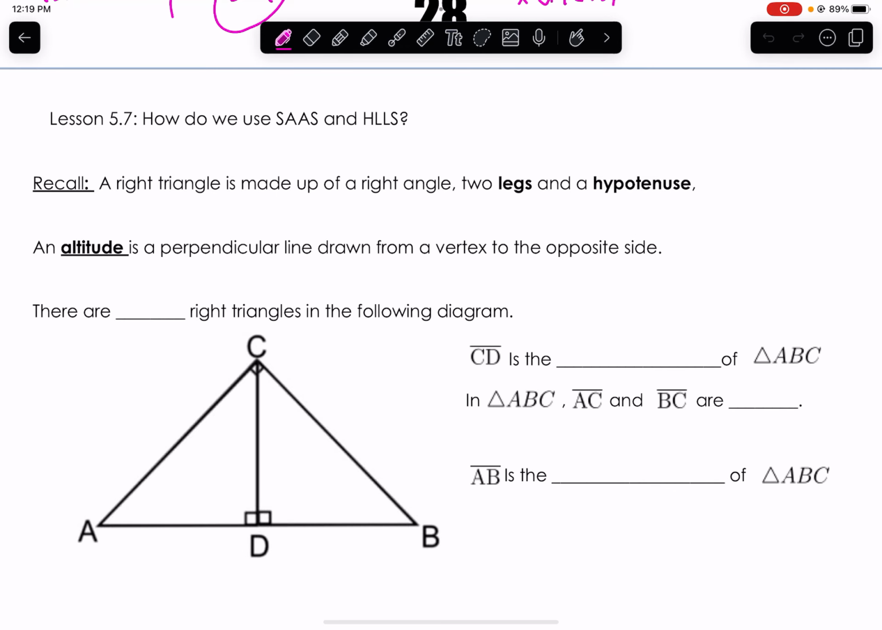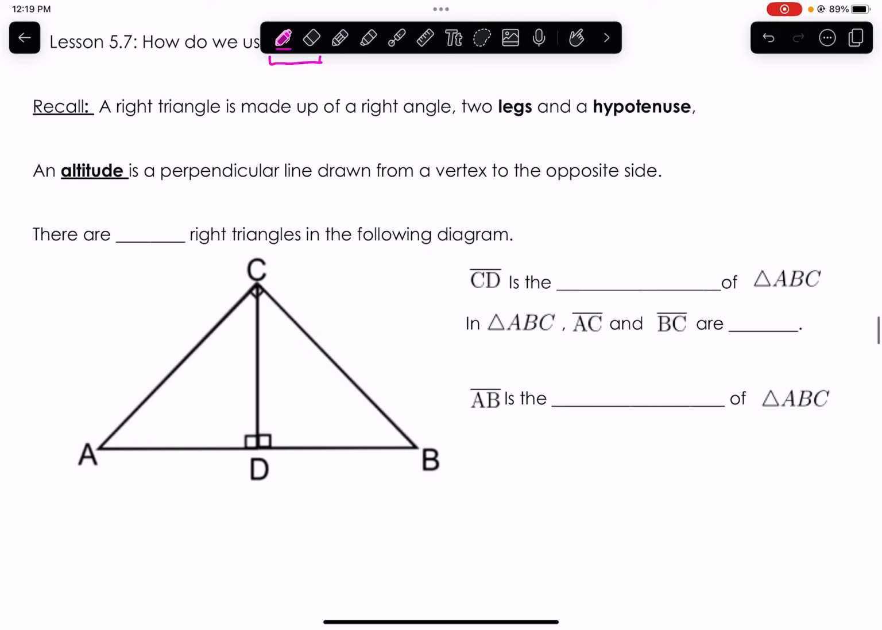Today's lesson is going over how to use the SAS and HLS proportions, specifically looking at right triangles. So again, a right triangle is made up of a right angle, two legs, and a hypotenuse. If you need to draw yourself a little picture, I would have my right angle, a leg, and the hypotenuse is always across.